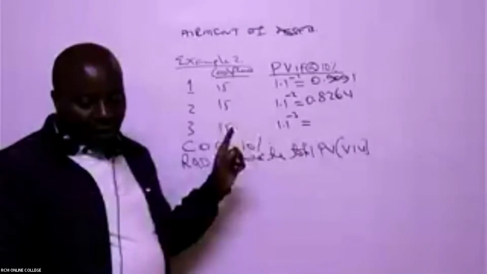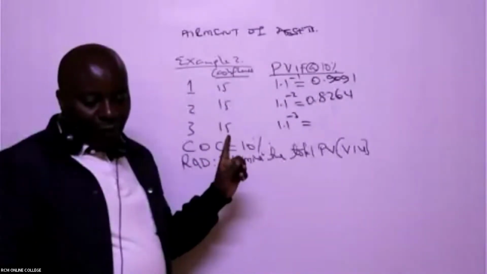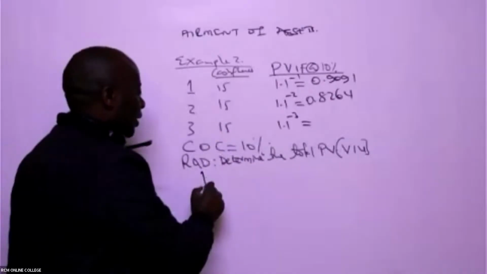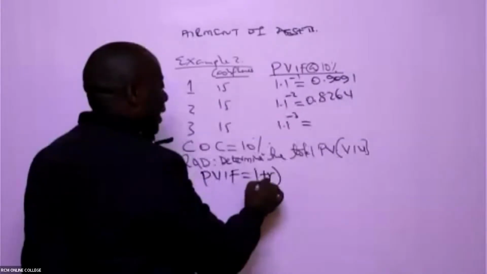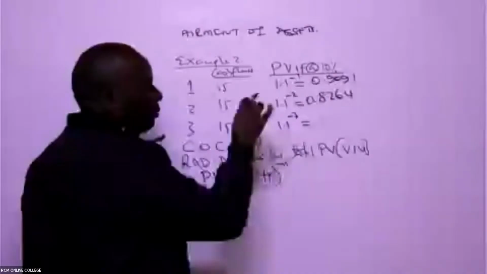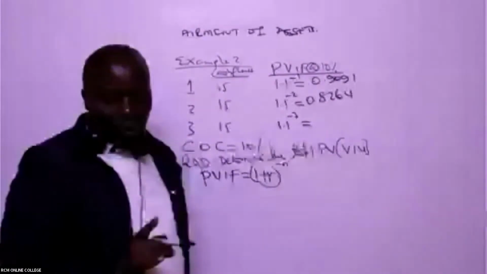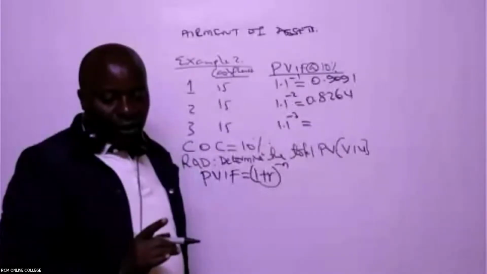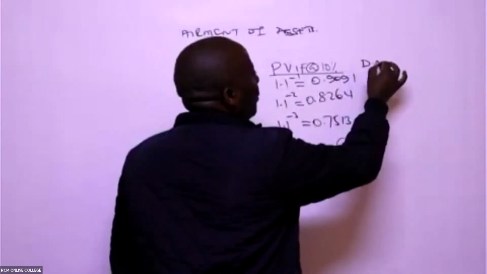The third one, because we're using 1.1 raised to minus 2. Monica, remember, we're using the discount factor, which is 1 plus R raised to minus n. So 1.1 raised to minus 2, the same factors that we got. So the third one should be 0.7513.